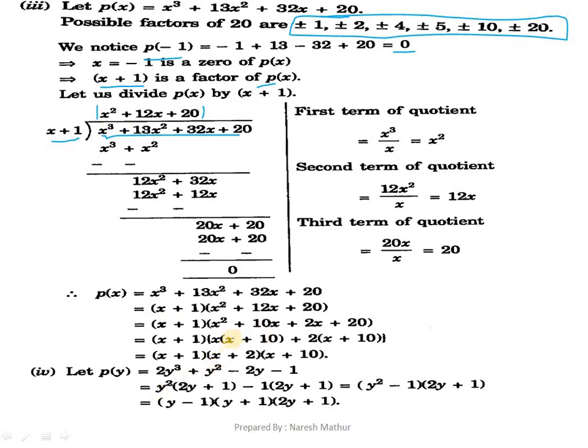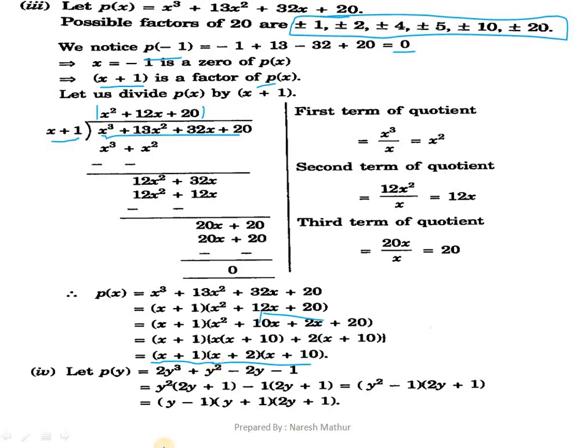Just solve it, and this 12x further we will solve by the middle term split, so it will be plus 10x plus 2x. So by simply doing the middle term split, we'll get the factors of the quadratic polynomial, and when we join it with x plus 1, we'll get all three factors of the cubic polynomial. So this is the way for solving this kind of cubic polynomial or any cubic polynomial.